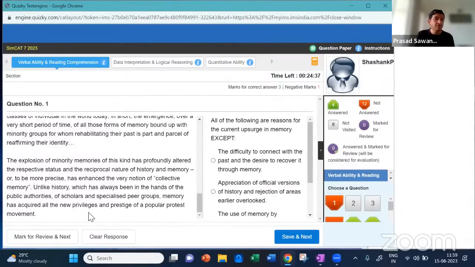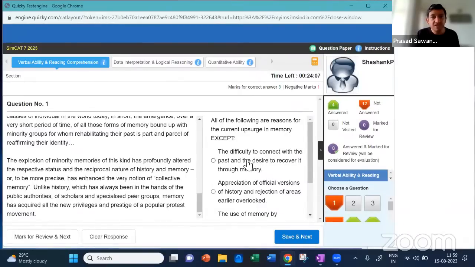Unlike history, which has always been in the hands of public authorities, of scholars and specialized peer groups, memory has acquired all the new privileges and prestige of a popular protest movement. So again, I think because of this widespread memory that people can easily share and have their own version of, it has become more of a protest movement than something that people can study and focus on, right?